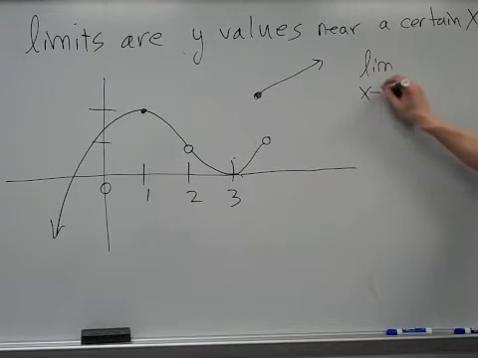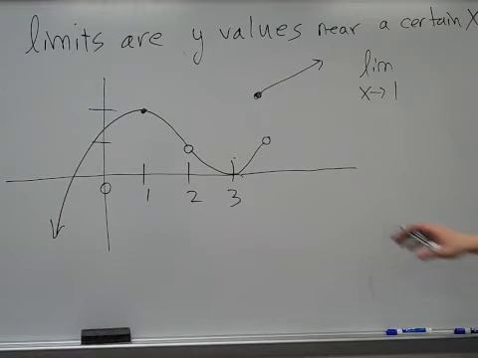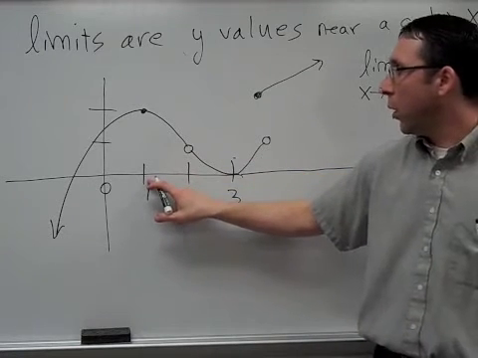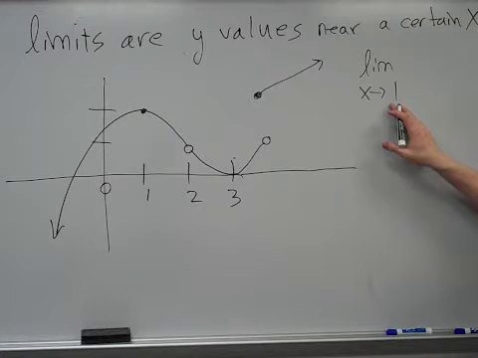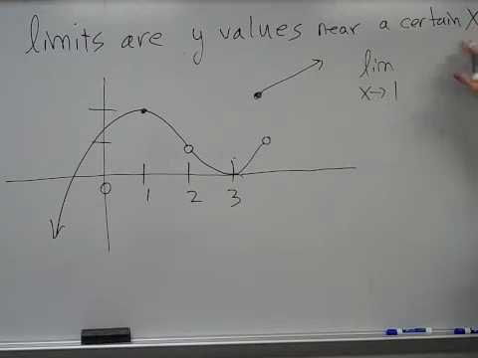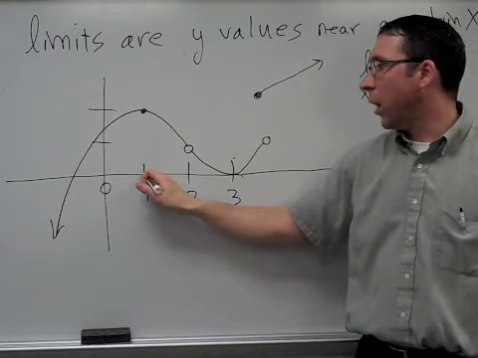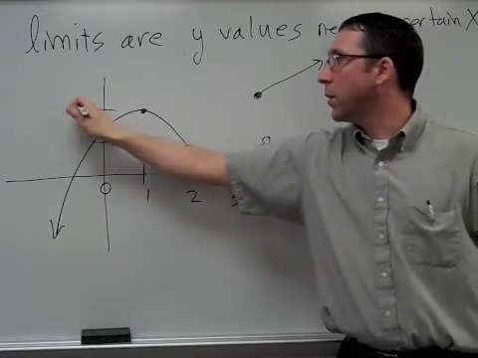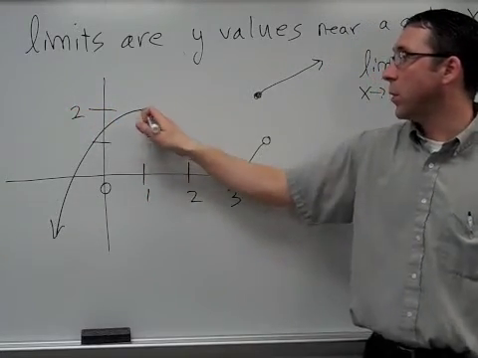First of all, the limit as x approaches 1. Let's begin with that. When x approaches 1, what do limits mean? Limits are y values near a certain x. If we're near 1, what's the y value? The y value is 2.